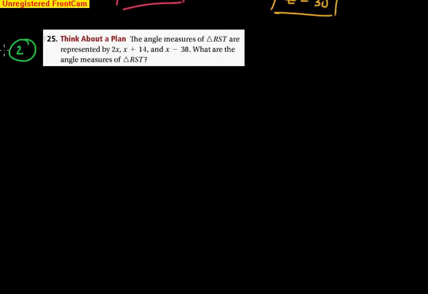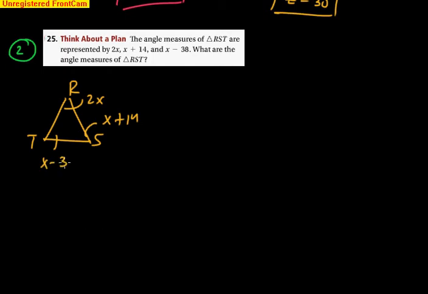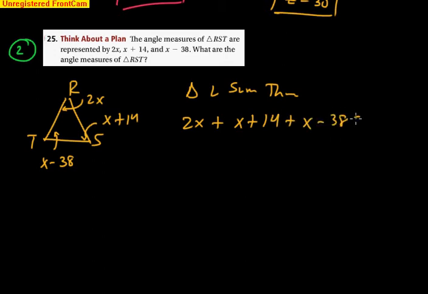Problem 2 here, it says the angle measures of triangle RST are represented by 2x, x plus 14, and x minus 38. What are the angle measures of triangle RST? So I'll draw triangle RST. And it doesn't matter which angle is which, I don't care. Let that be 2x. Let this be x plus 14, and let that interior angle be x minus 38. These are the three interior angles of a triangle by the triangle angle sum theorem. These three angles, 2x plus x plus 14 plus x minus 38, they should equal 180.